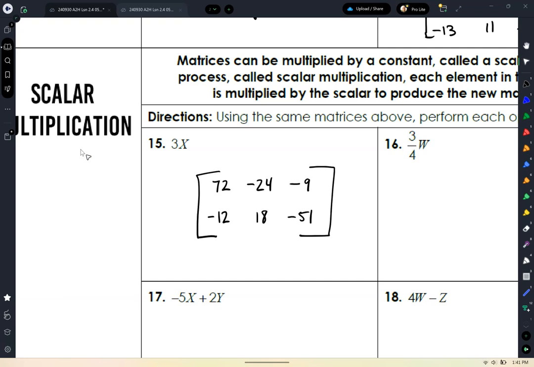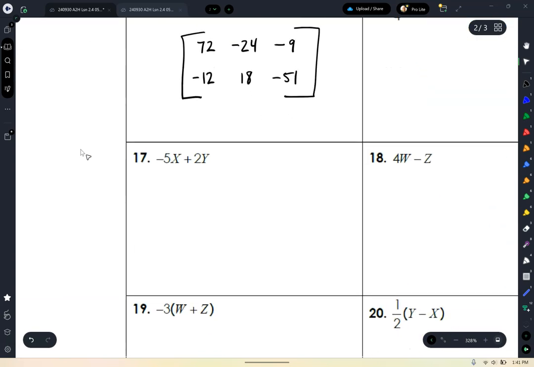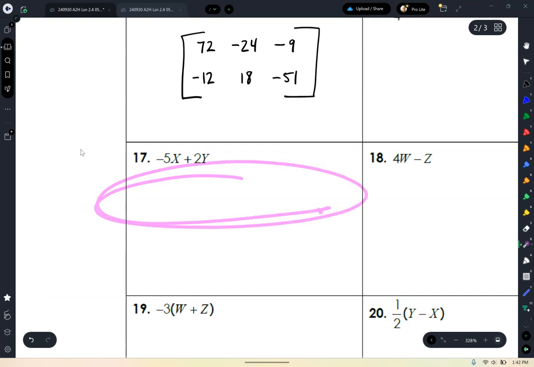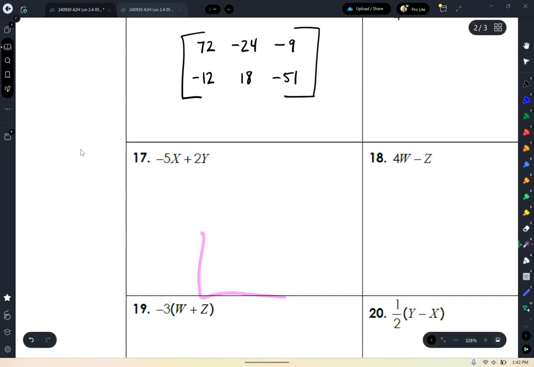For 17, you're going to scale X by -5, and then you're going to add to that Y, which is scaled by 2. Now, for a problem like this, you're going to need to show me at least one level of work where you do the scaling, and then come up with your answer as well. Go ahead and do that one.